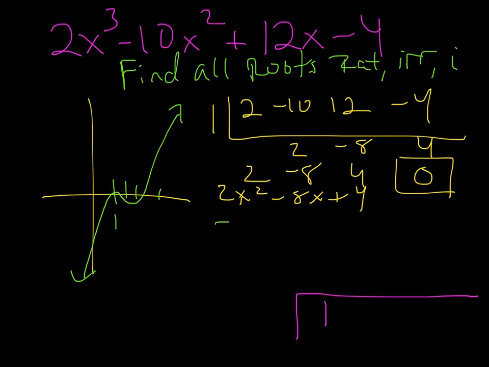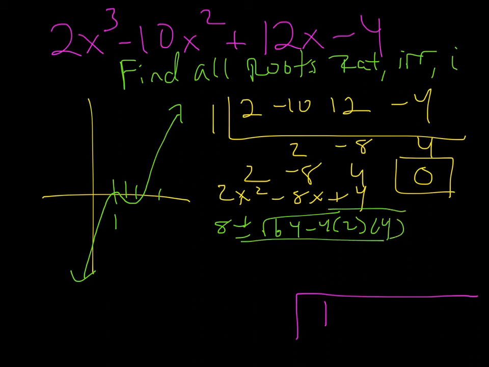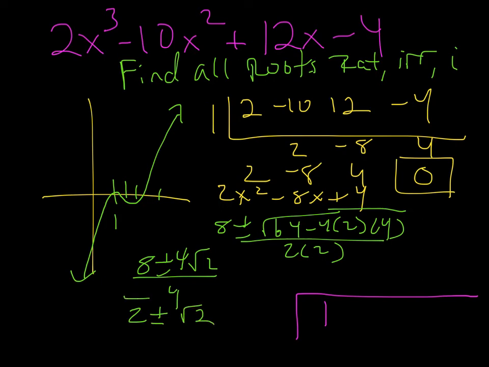If I do my quadratic formula, I end up getting 8 plus or minus the square root of 64 minus 4 times 2 times 4, all over 2 times 2. And that ends up being, what do I get? I get 8 plus or minus 4 root 2 over 4. I simplified that a little bit, and long story short, that becomes 2 plus or minus root 2.